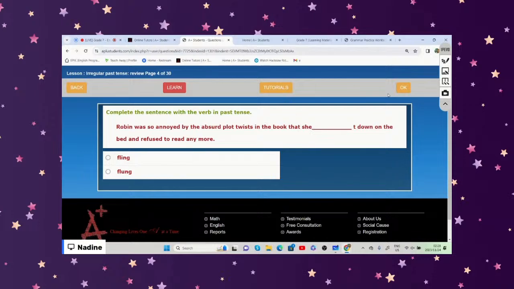Robin was so annoyed by the absurd plot twist in the book that she fling or flung down on the bed, and refused to read any more.